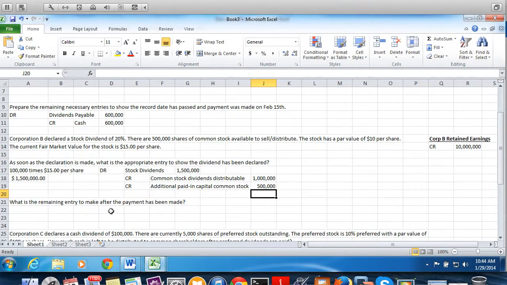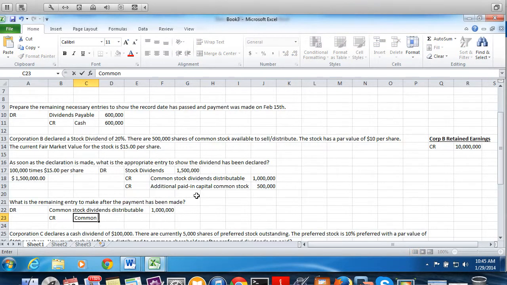So at the payment date, we're going to show a debit entry to cancel this out. So that will be common stock dividends distributable for 1 million, and then a credit to common stock for 1 million.